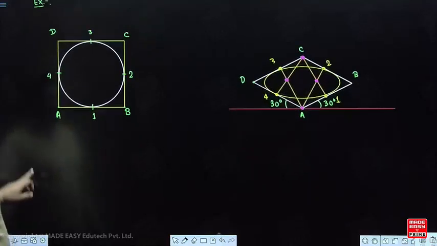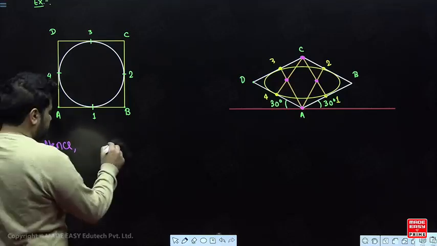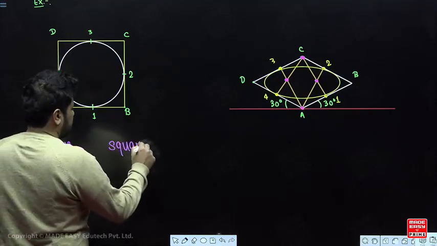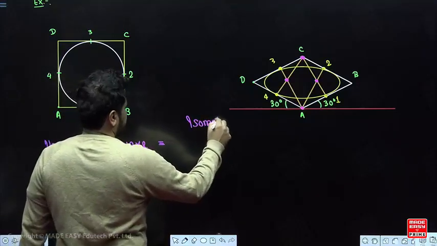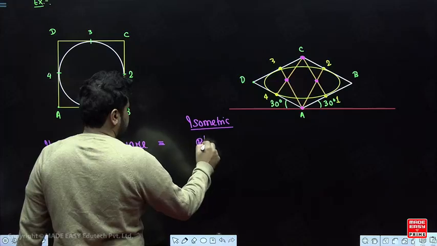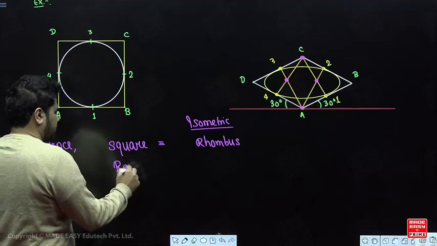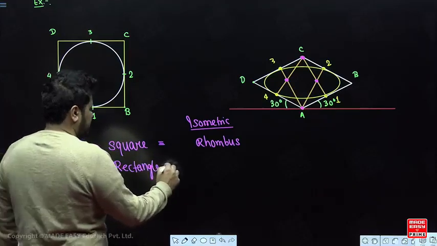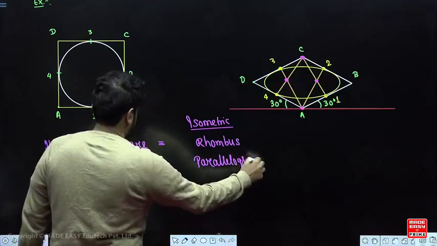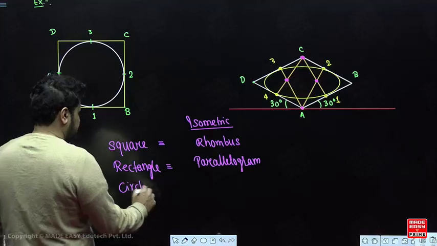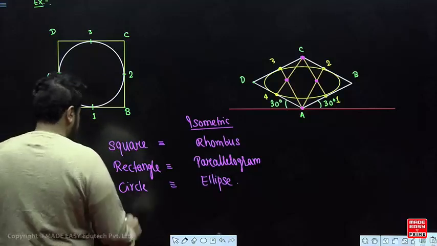So what conclusion have we drawn? Hence a square in isometric becomes like a rhombus, isn't it? A square will look like a rhombus. Then a rectangle will look like a parallelogram, right? A circle looks like an ellipse. In isometric, a circle will look like an ellipse.